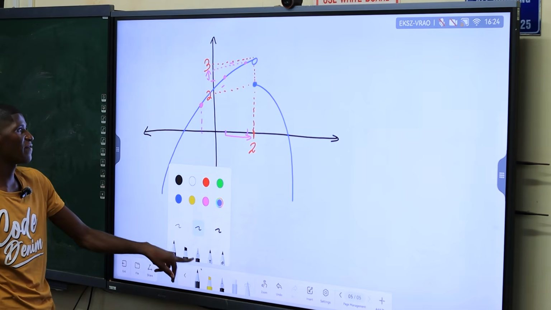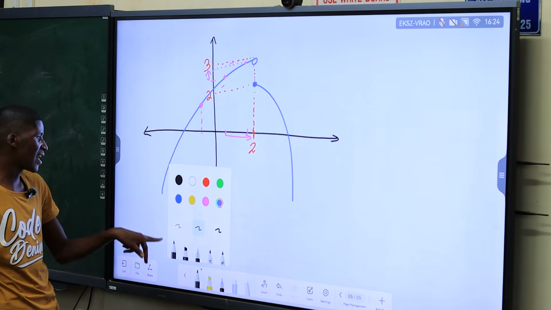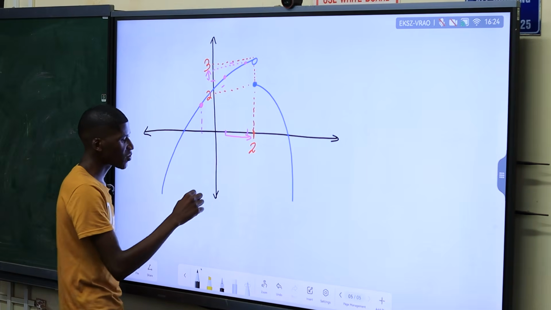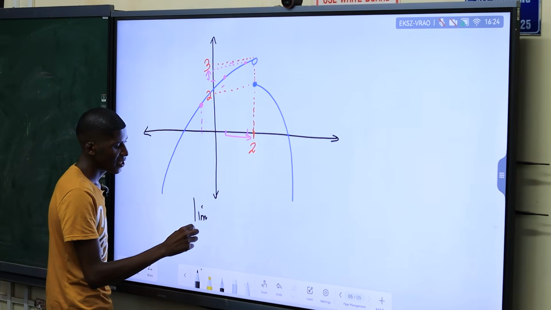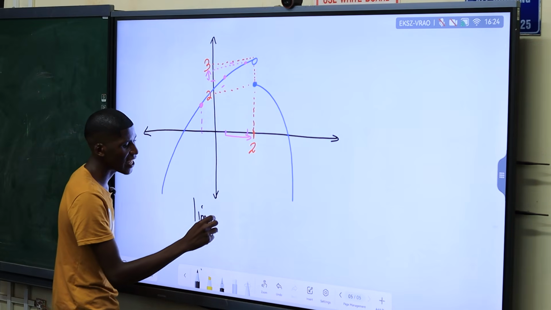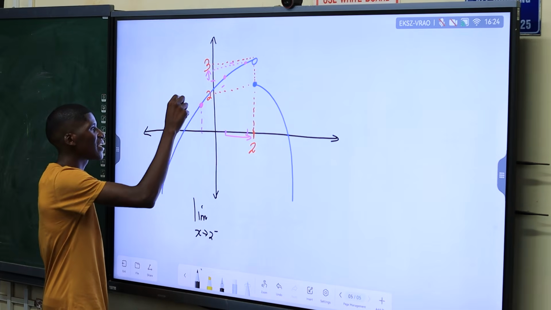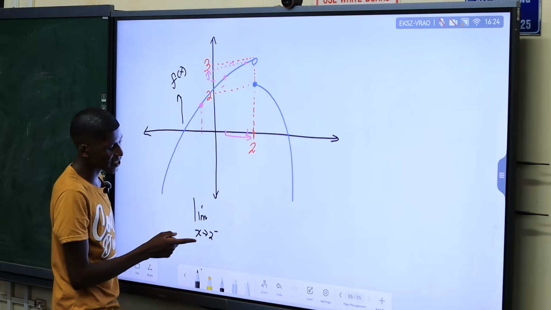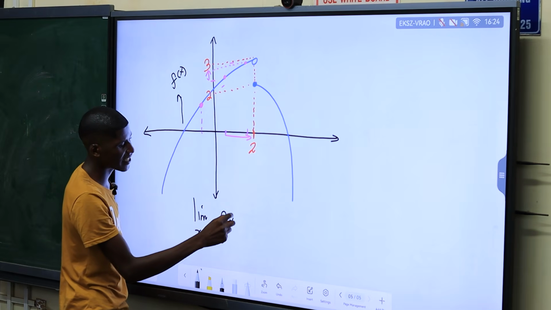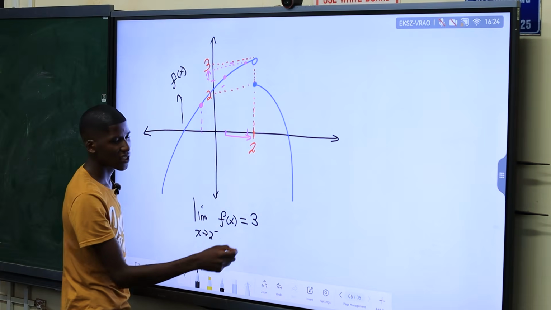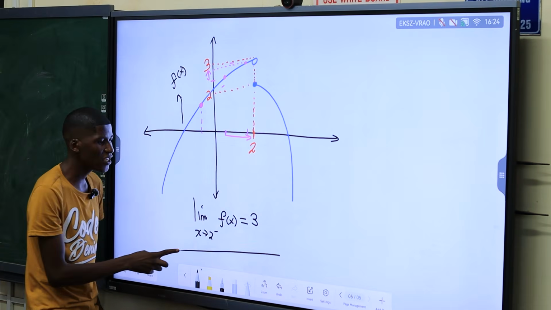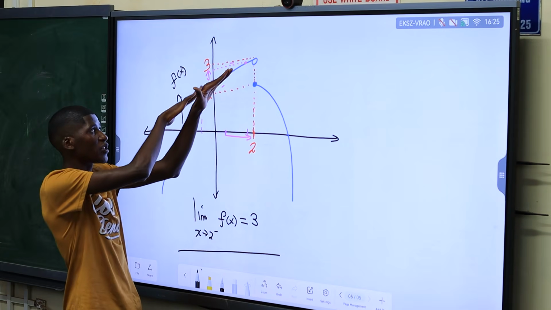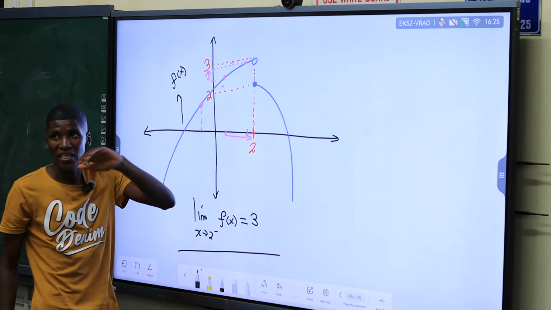Because the limit is that y value that is approached when x approaches a certain x value. So I can say the limit as x approaches 2 from the left of this function, let me just say the function f of x, the limit as x approaches 2 from the left of f of x is equal to 3. Do you see? Because as we approach x equals 2 from the left, our y values are going towards 3.